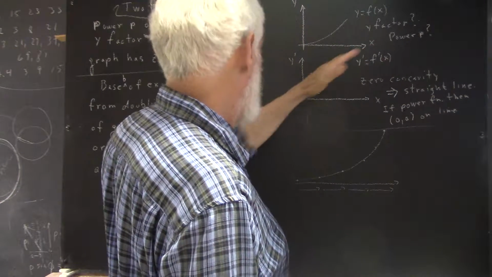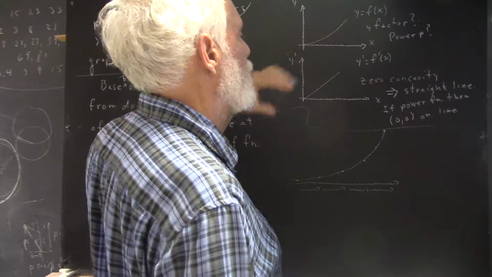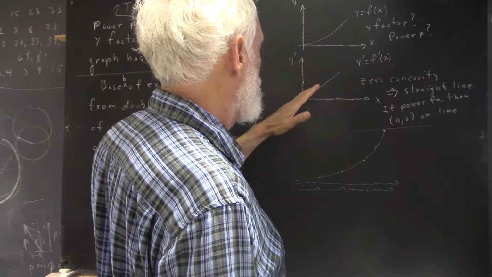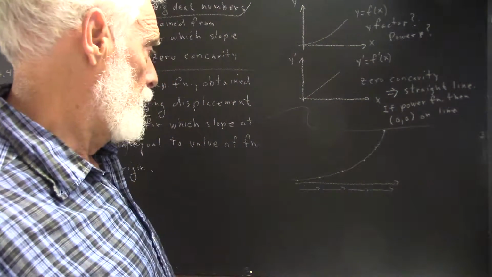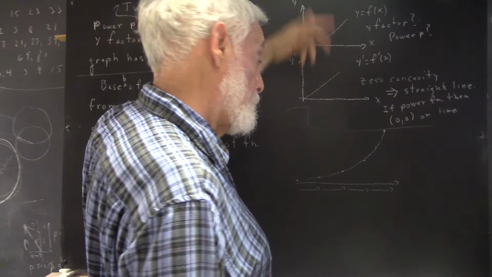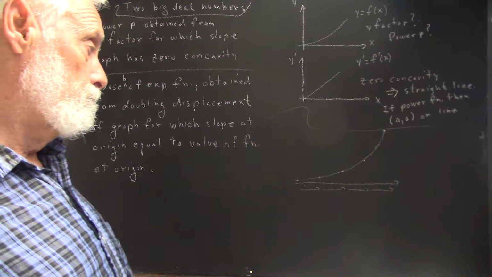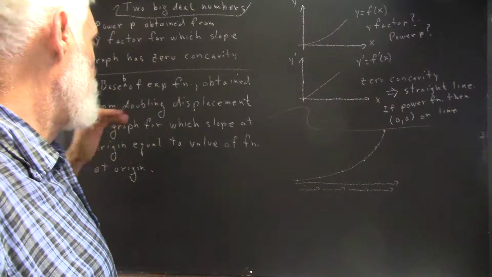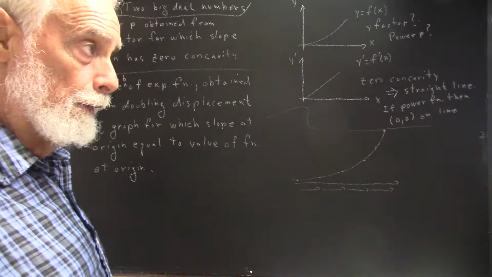So right there is a graph of a slope graph whose original graph is the desired power function. So you might ask, how do we maybe use this to construct this graph? Could be interesting. Okay. Down here, we want to find a doubling displacement that makes the slope at the origin equal to the value of the function at the origin.